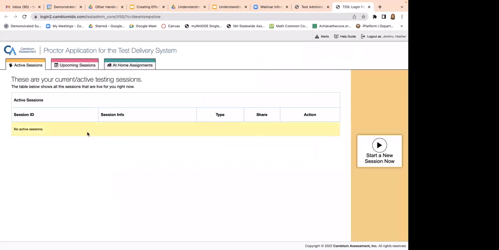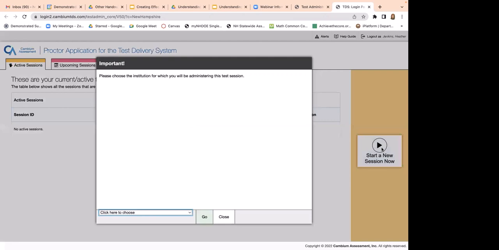I've already logged in. So it would ask me to log in, but I logged in right before this training started, so it remembers that I was logged in. So here are my choices. I have an active session, I have an upcoming session, and I have an at-home assignment. Active sessions are probably what most of you already know about with administering the summatives. So if you've ever done that, this is most likely the way you've done it, where you start a new session. You won't have to do this, but I have to do this.